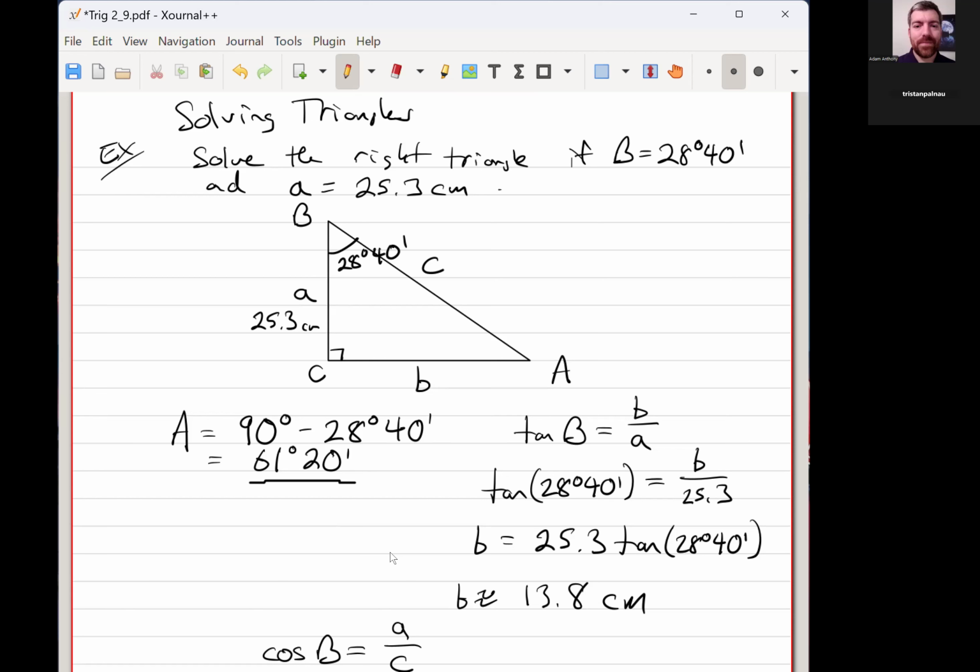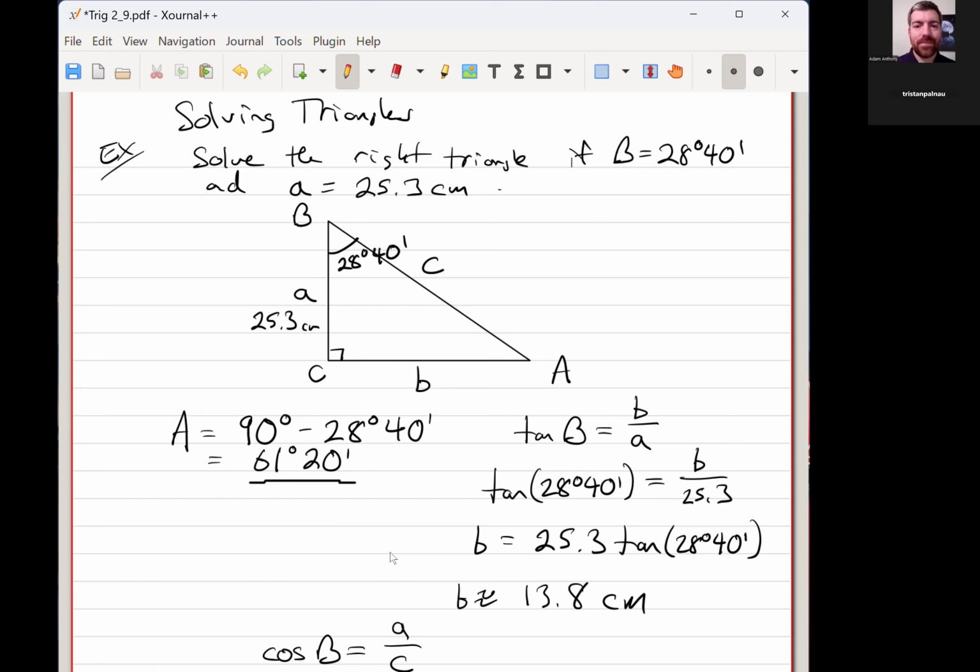Now, if we look at the numbers, we've got 25.3. That has three significant digits. And then the angle, 28 degrees, 40 minutes, has three also, because we can't assume that that zero after the four is significant. It doesn't really matter because if it was, we still have the side length measured to three significant digits. So our answer would be to three anyway. So there's no ambiguity here. We're going to answer to three significant digits, 13.8. So that's the answer.